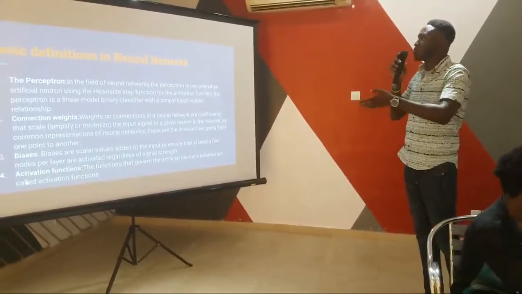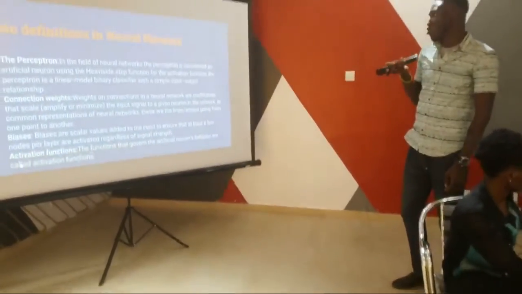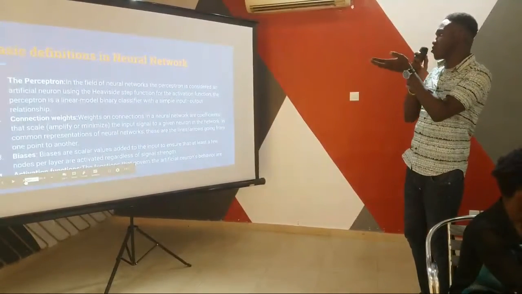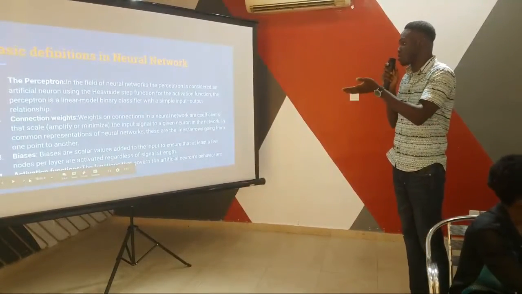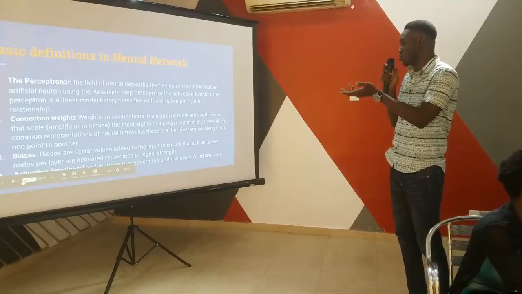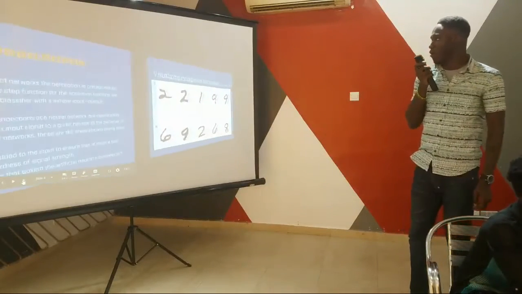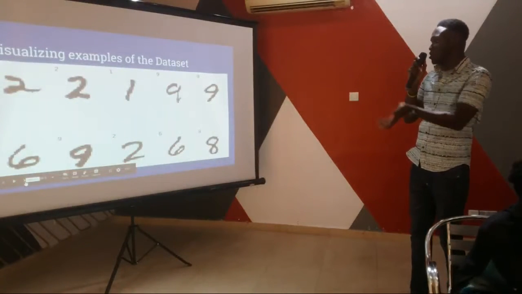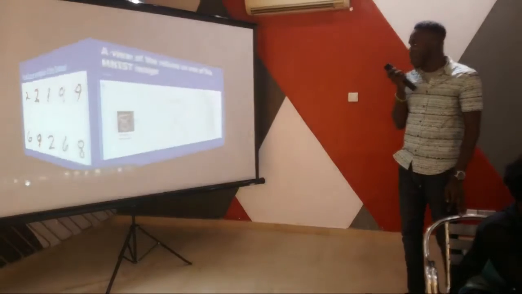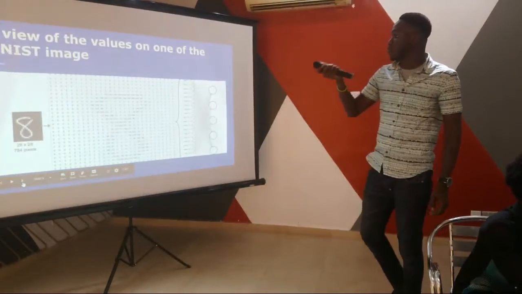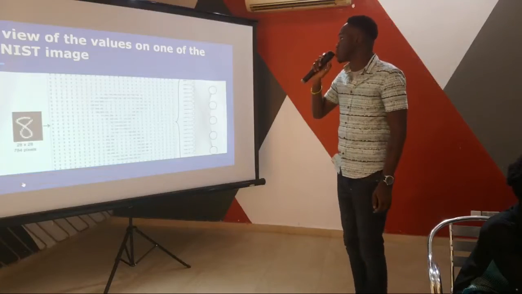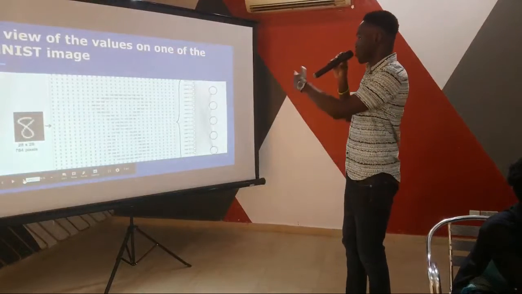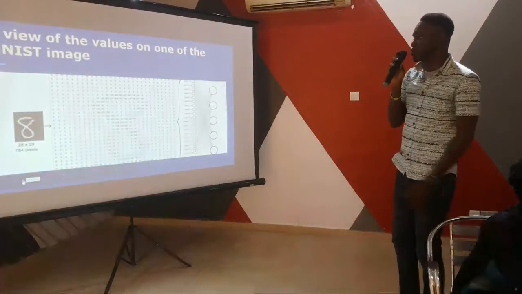So these are basic definitions. In a neural network, we have the perceptron, connection weights, biases and activation functions. This is the dataset. Let's visualize an example from the dataset. So this is for the number 8. You can see the pixels that form the 8, 28 by 28.